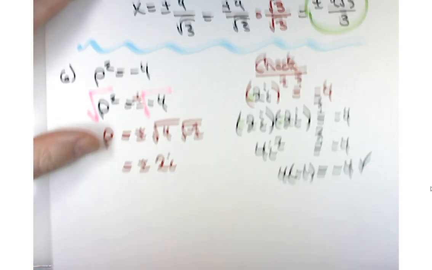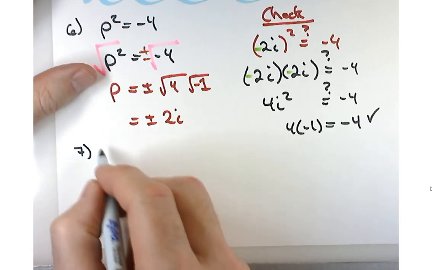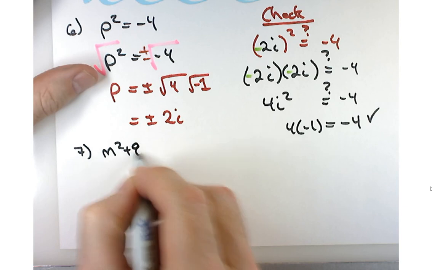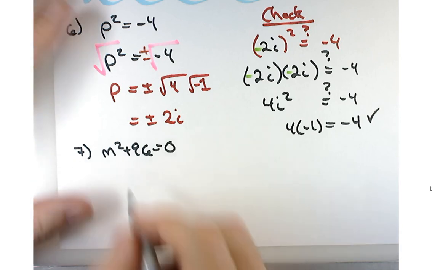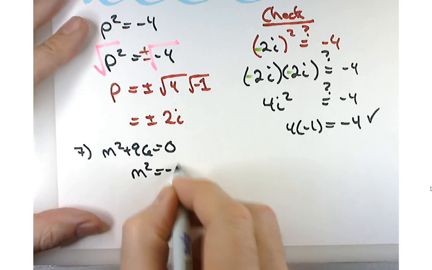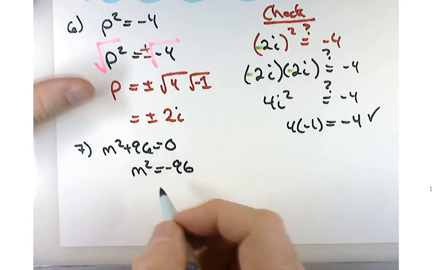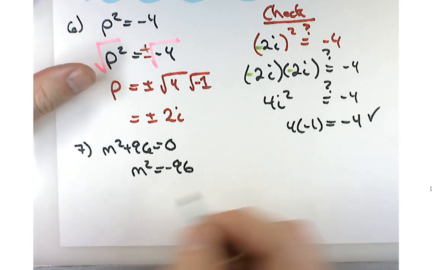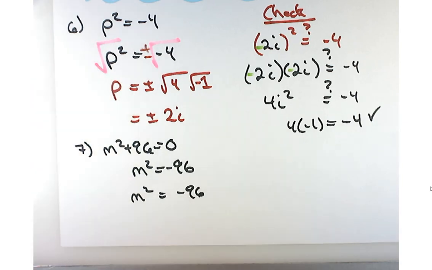Let's try one last one before I mix it up even further. That would be m squared plus 96 equals 0. Sarah, start us off. What would you do to get started on this one? Subtract 96 from both sides. All right, subtract 96 from both sides. Great. Ryan C., keep us going. What should I do next? Square root of both sides. Square root both sides. Thank you.